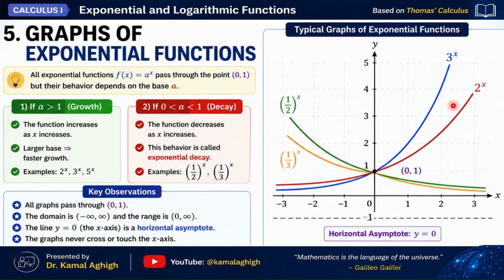On the other hand, when the base is between 0 and 1, such as (1/2)^x, the function decreases as x increases. This behavior is called exponential decay. As we observed earlier, every exponential graph remains above the x-axis and approaches the horizontal asymptote y = 0 without ever touching it. These graphs help us visualize two important ideas: exponential growth and exponential decay, which appear in many real-world applications.